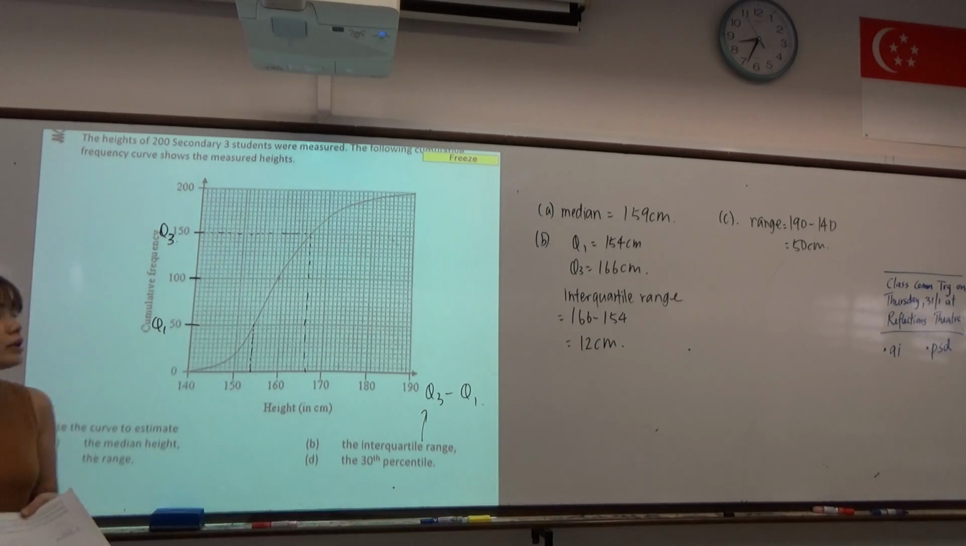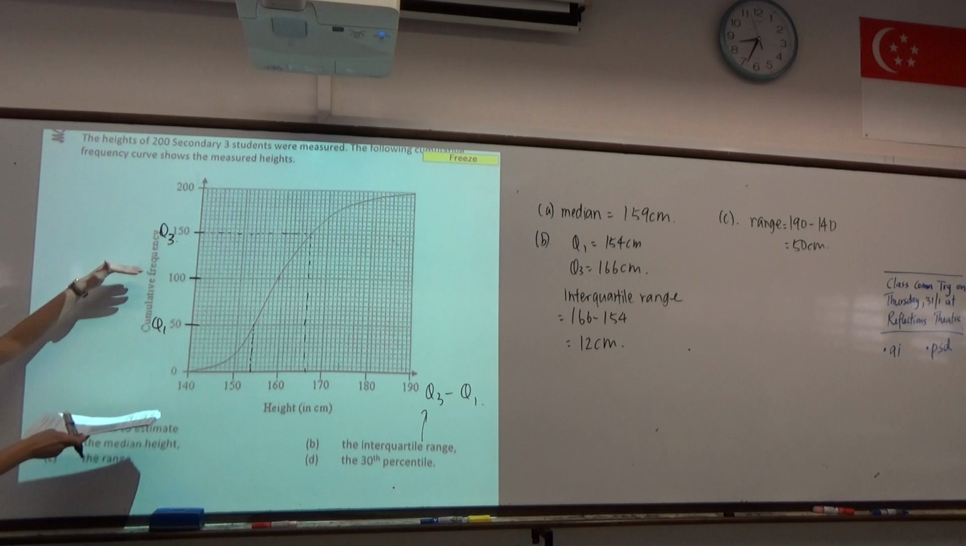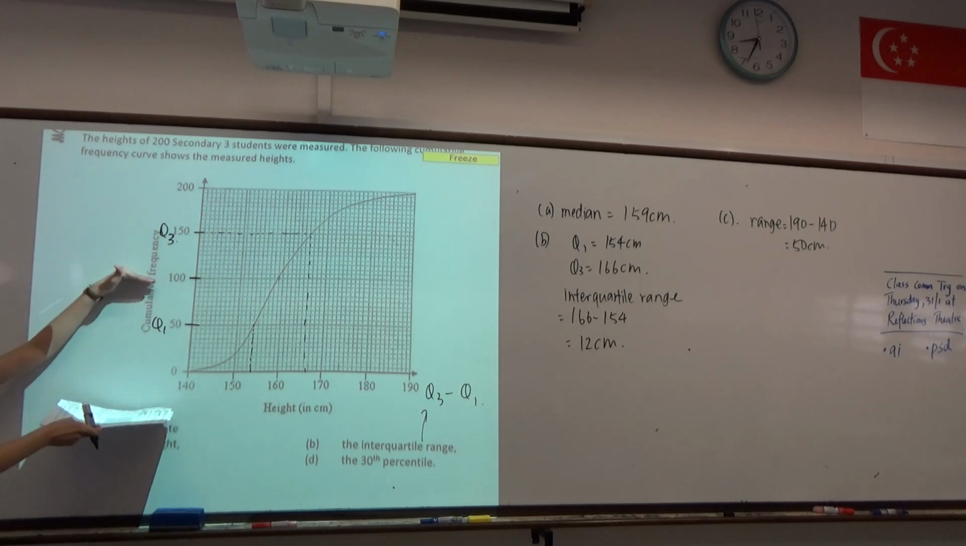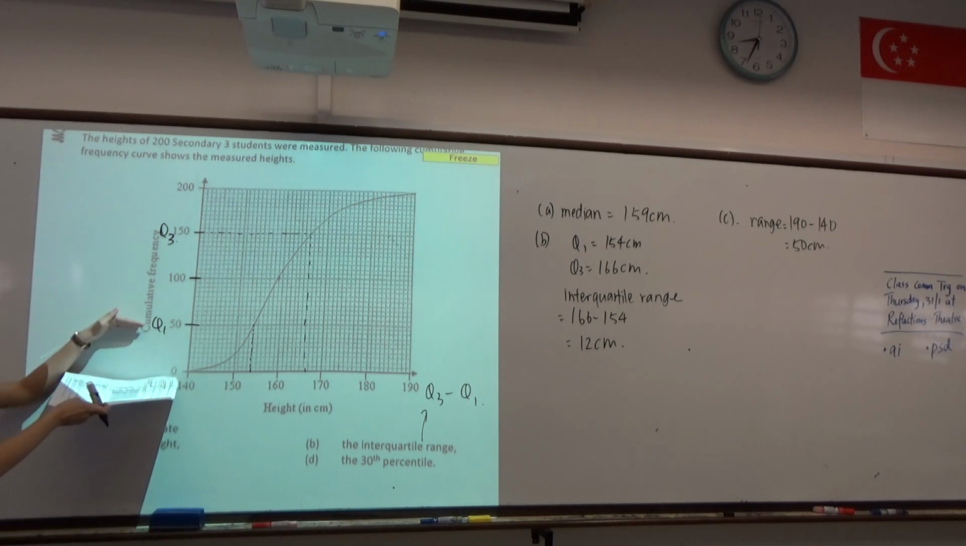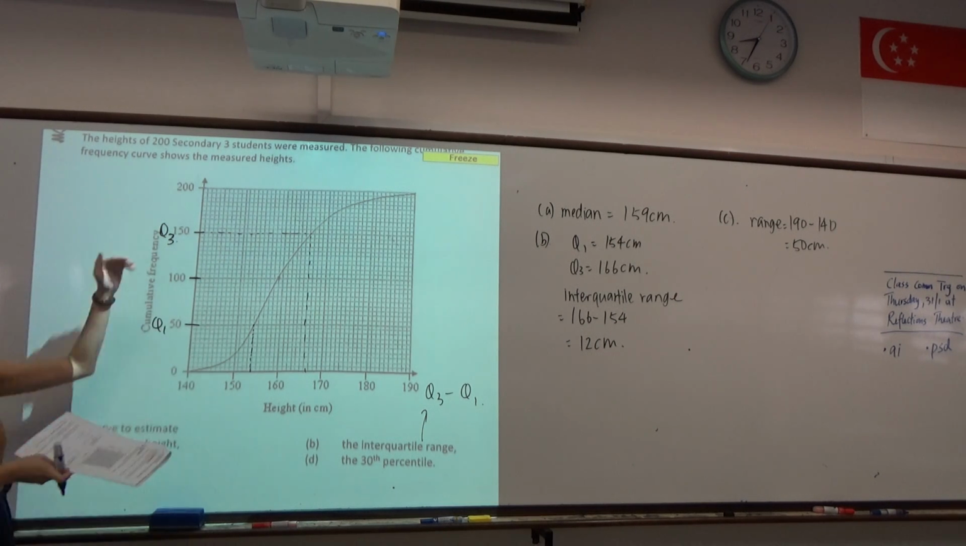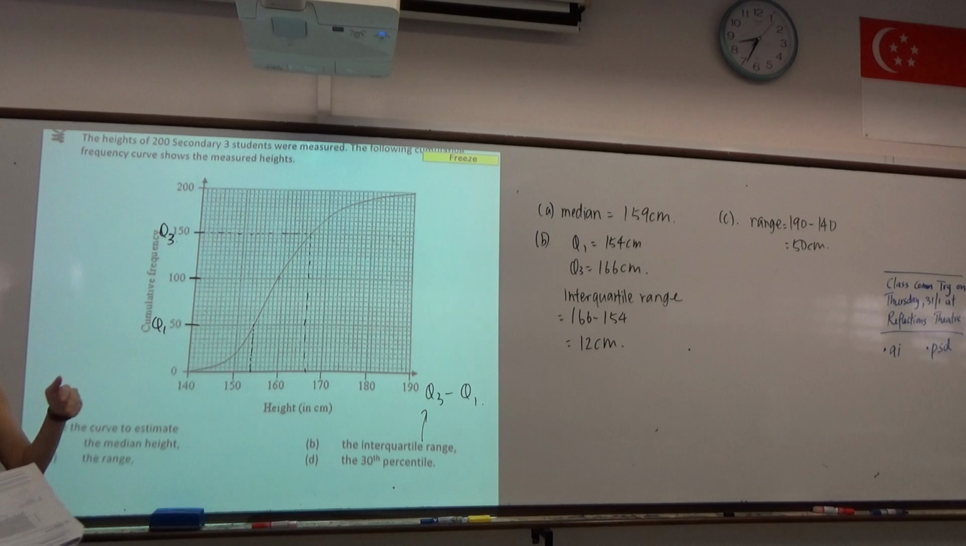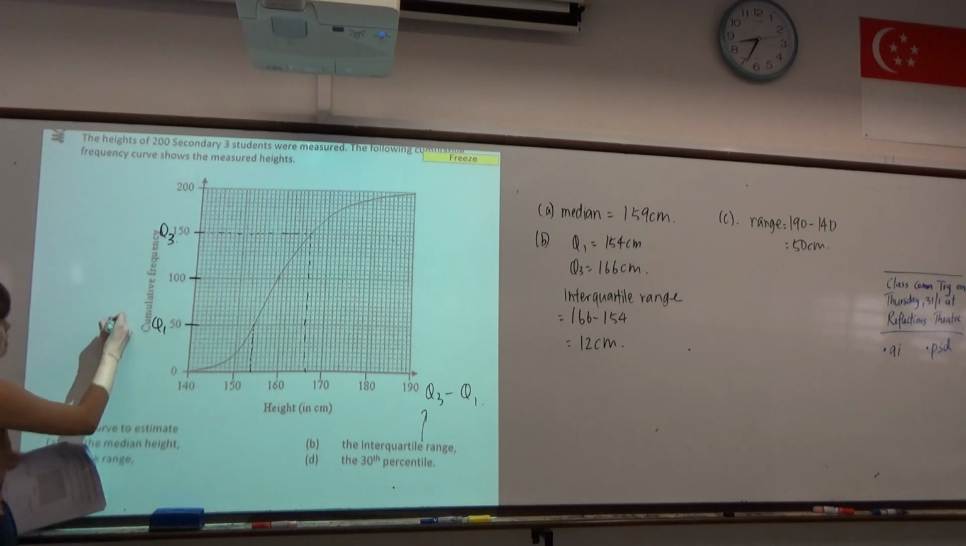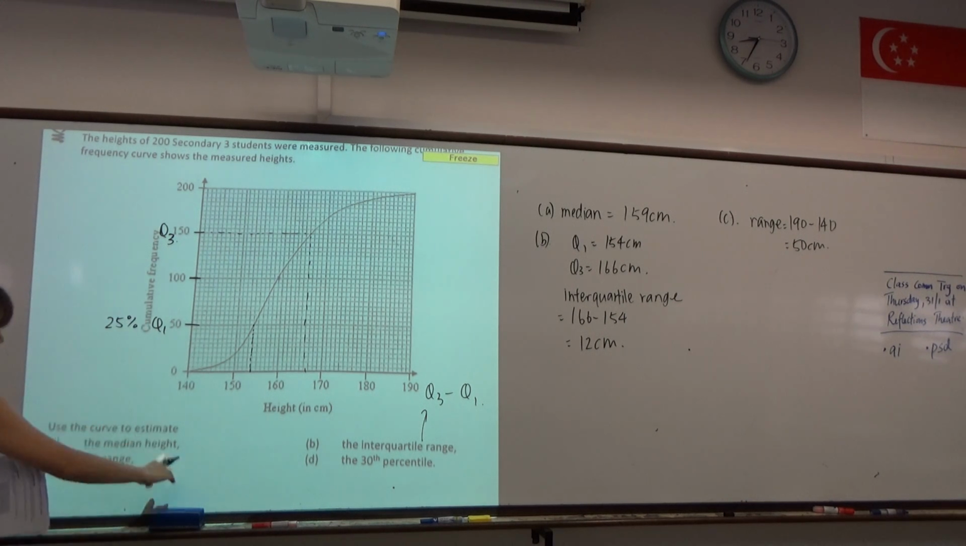So earlier on, I have mentioned that the median is 50% of the data. Then for the lower quartile, that's 25% of the data, and the upper quartile is 75%. So I could actually divide the number of data into percentiles, meaning I divide it into 100 parts. So this is considered the same as the 25th percentile.